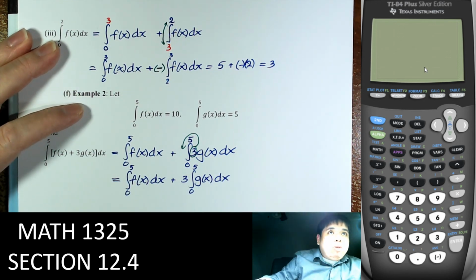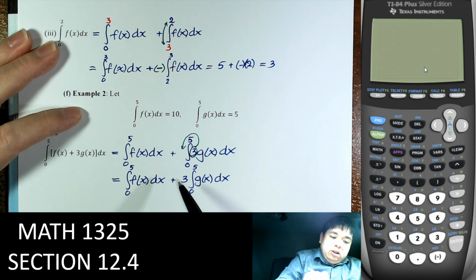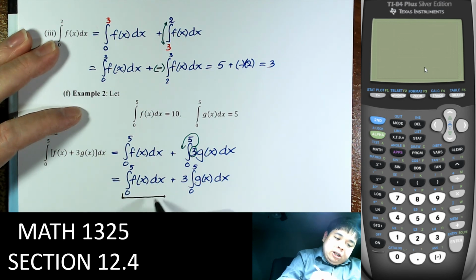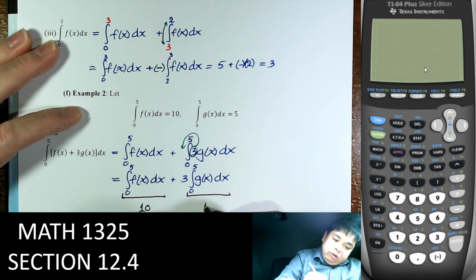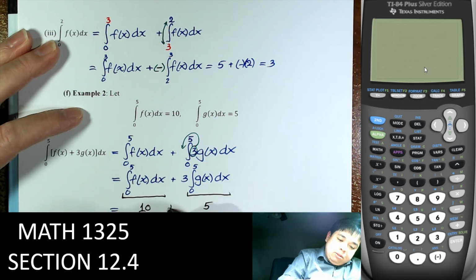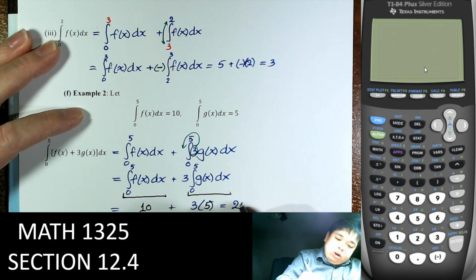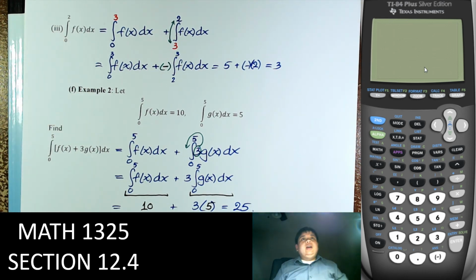Right, now we just look at the problem. From 0 to 5, the integral of f of x is equal to 10. And from 0 to 5, the integral of g of x is equal to 5. So you have 10 plus 3 times 5. That's 15 and 10, that's 25. Right, so those are just some properties of the definite integral.